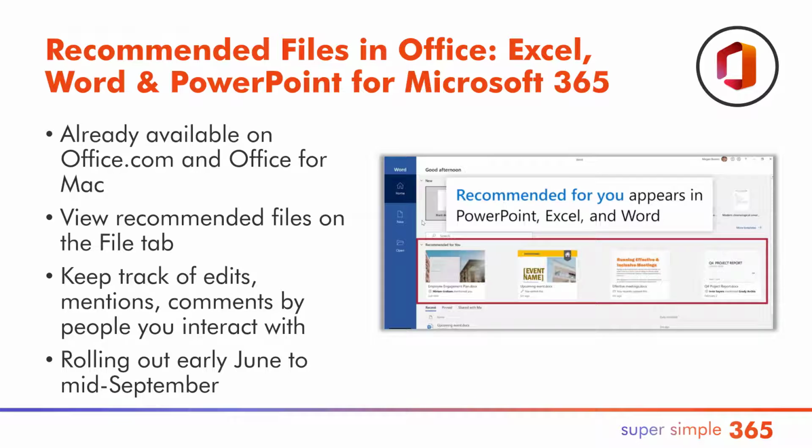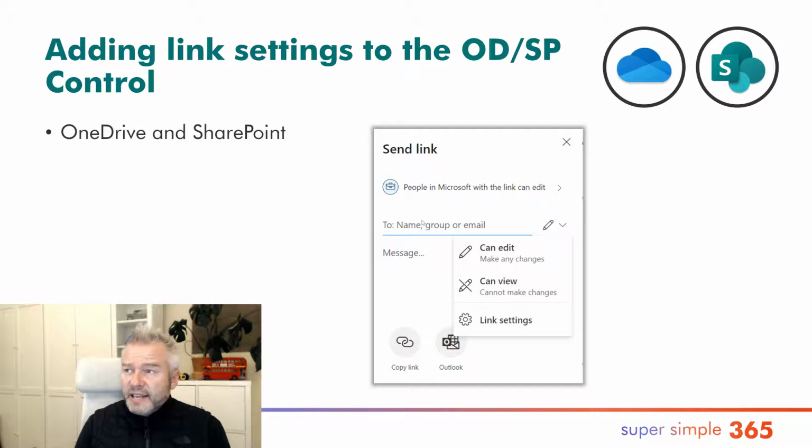So what it does is it knows which files you work on. It knows what your colleagues have been working on. It knows what you've looked at, what's been updated since you last looked at it, and it's going to recommend that you look at those files. I think that's quite a nice feature, and it's rolling out June to mid-September. So that's got a big old tail. It's going to start in 4 weeks, but it's going to go out over the summer as well.